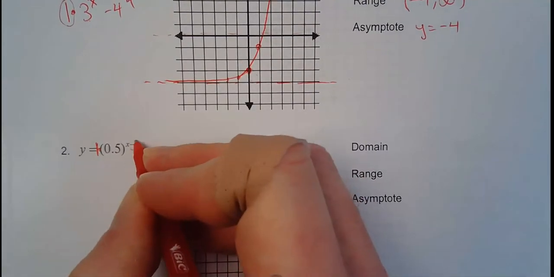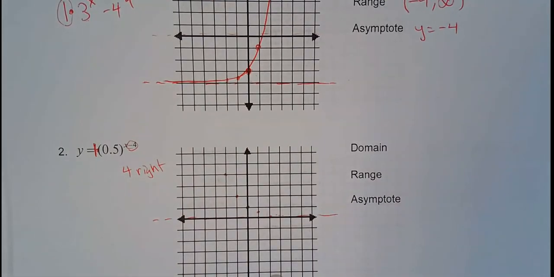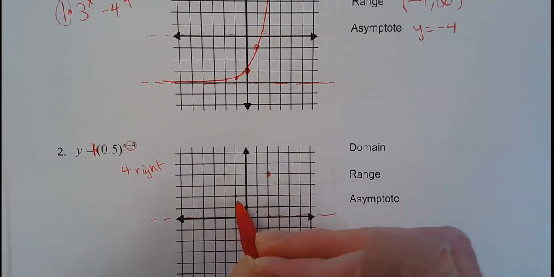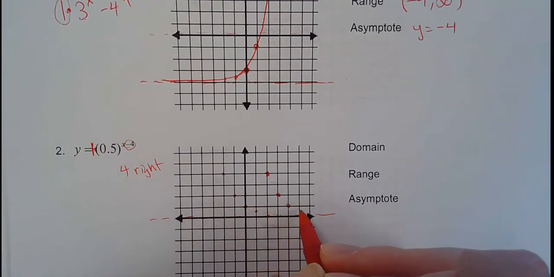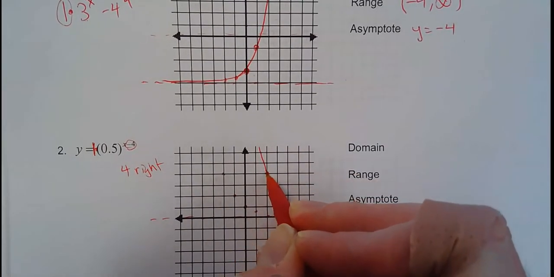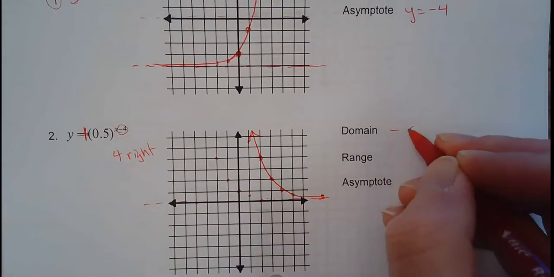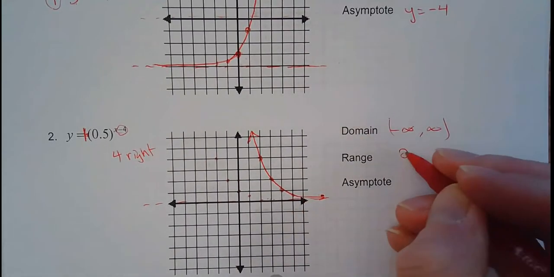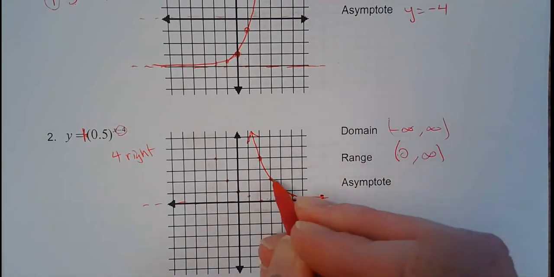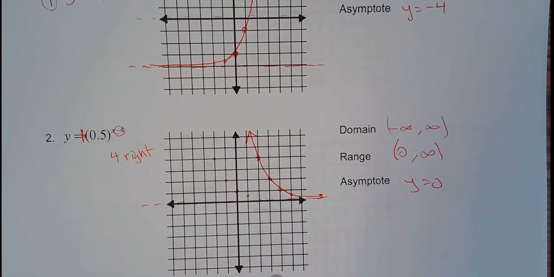Now the -4 right there, that means 4 units to the right. So I'm going to take all these points and go 4 units to the right. So 1, 2, 3, 4, 1, 2, 3, 4, 1, 2, 3, 4, and it does this, and it's going to go along that asymptote and go this way. So the domain on this is still negative infinity to infinity. The range is from 0 to infinity. 0 is not included because it never actually touches it, because 0 is the asymptote. So y equals 0. Okay, let's flip it over.